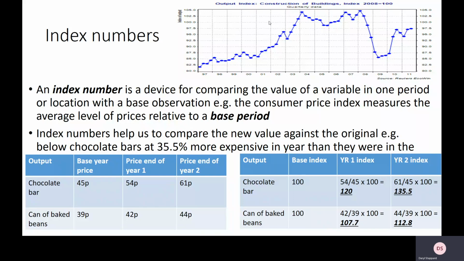Now, what these index numbers show us is that across those 3 years, chocolate bars have increased by 35.5%. But the biggest increase in price occurred from the base to year 1, when price levels increased by 20%. Cans of baked beans have increased in price not as significantly. So they've grown across the 3 years by 12.8%. The biggest change occurred from the base to year 1, when they increased by 7.7 index numbers, which of course will be 7.7%. So really, really useful tool to measure how things change over time.